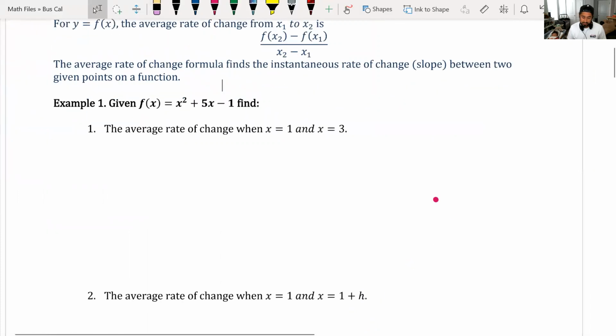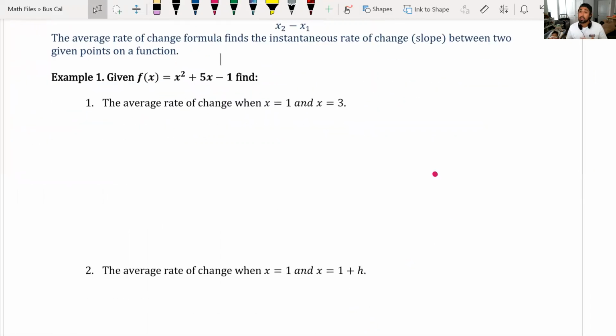So in the next examples, we're going to be given a function, and we want to find the average rate of change between the given x values. Exciting, I know. So given x squared plus 5x minus 1, find the average rate of change when x is 1 and x is 3.